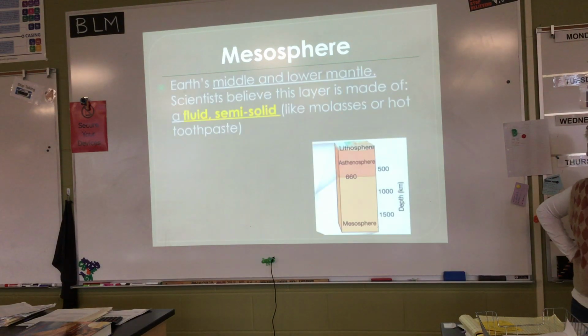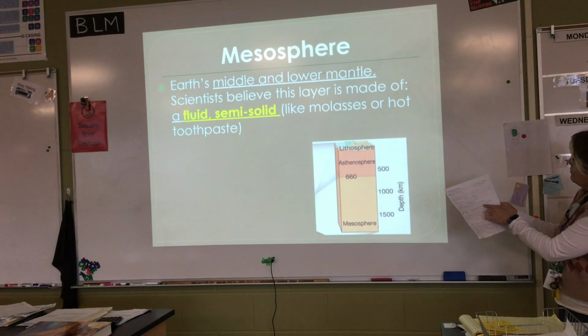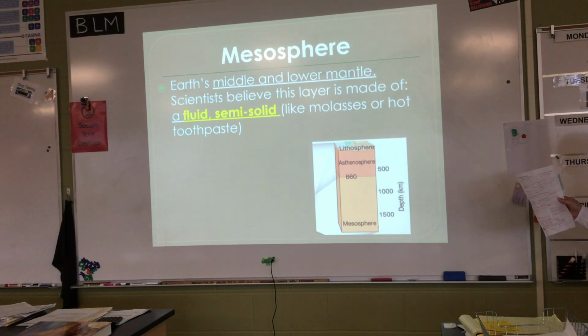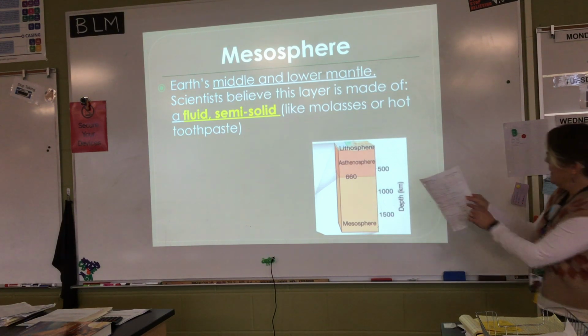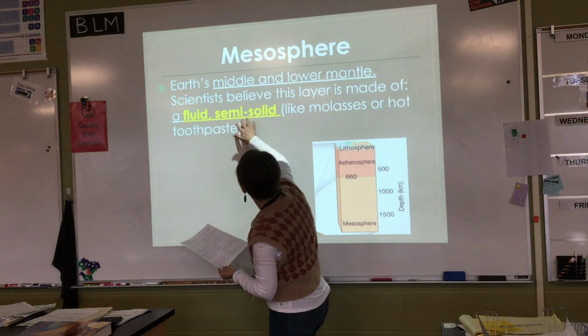Let's look at the mesosphere. This is Earth's middle and lower mantle. This is the mesosphere, located under the asthenosphere. You're going to write middle and lower mantle. I know I've given you probably too much writing space there. What's it made up of underneath that? It's a fluid semi-solid.